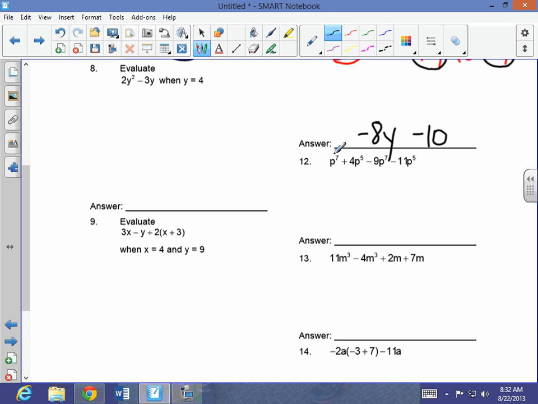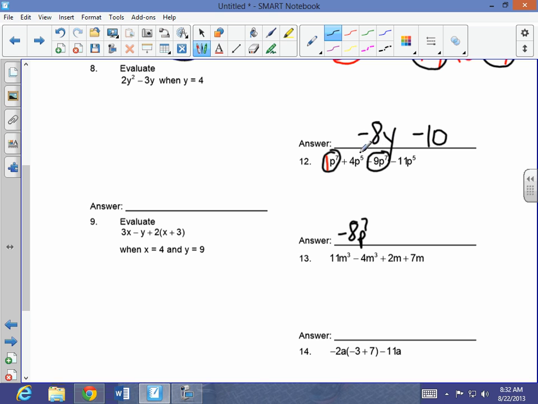Here I have p to the 7th and negative 9p to the 7th. Those are like terms because they have to have the same exponent. Now, what number is in front of the p here that's understood? 1. That's right, a 1. So now I'm going to combine 1 and negative 9 to get negative 8 p to the 7th.